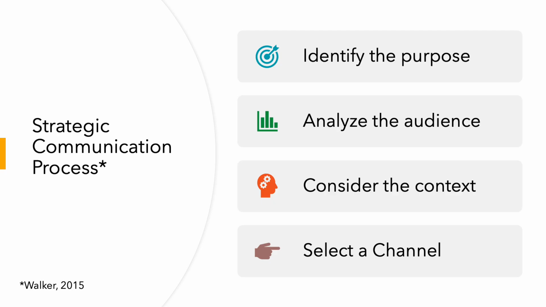All formal communication should begin with a strategic communication process. This process from Robin Walker uses 4 steps. The first one is to identify the purpose. What are you trying to accomplish?